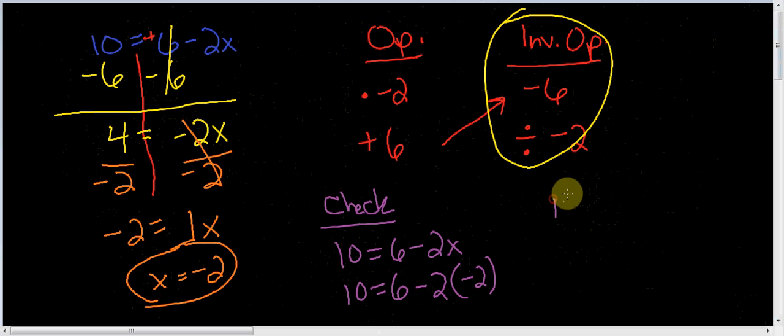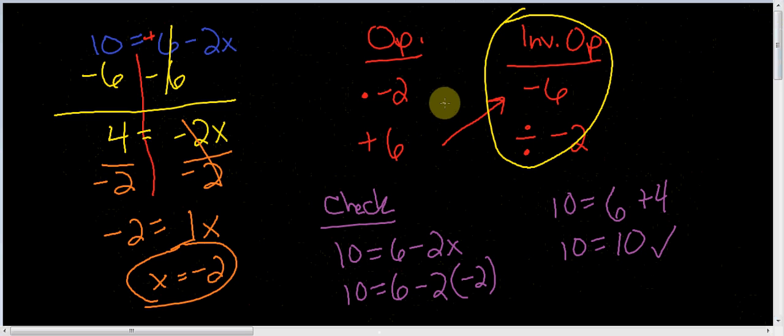So on the left I have 10. That doesn't change. On the right I have 6. Negative 2 times negative 2, well, that's positive 4. The left stays 10. Nothing to do over there on the left. On the right I have 6 plus 4, that's 10. 10 and 10 match. It checks out for me.